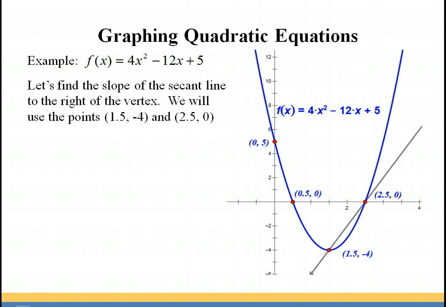So I've drawn a secant line from the vertex to the other 0 at 2.5, and we're going to find the slope of that secant line. And this time I got a +4, so that slope is positive, which means that the graph is increasing between those 2 points. And again, you can probably imagine that for any 2 points on the right side of the graph, your secant line would have a positive slope. So on the right side, the parabola is increasing.